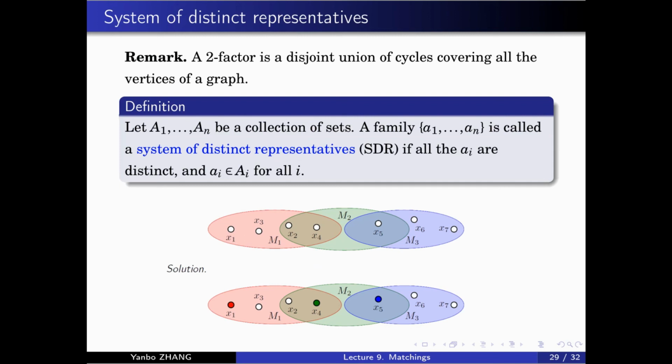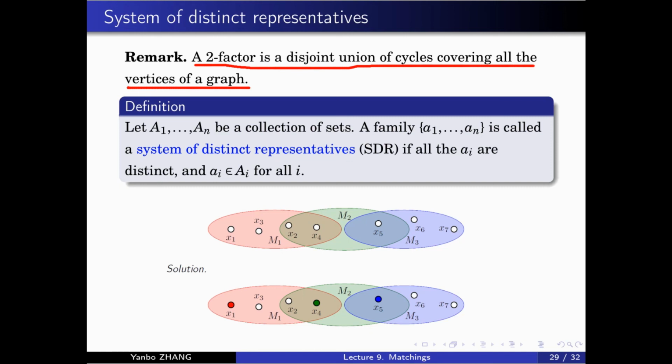We have a remark that a 2-factor is literally a disjoint union of cycles covering all the vertices of a graph.